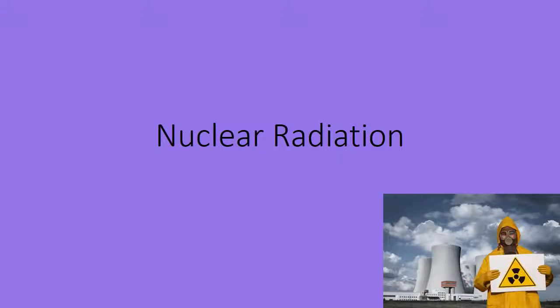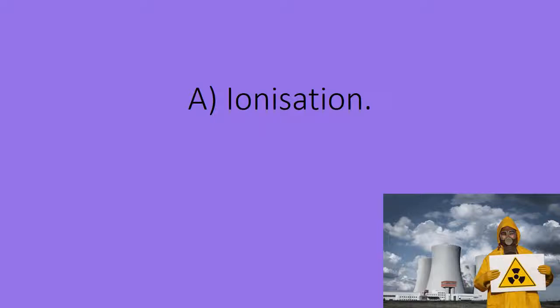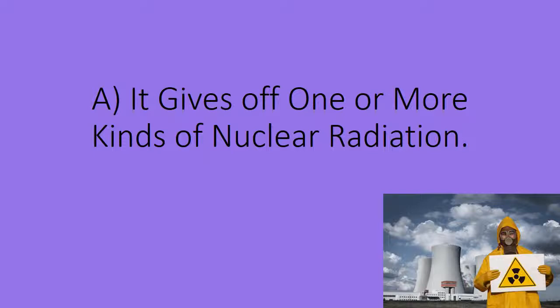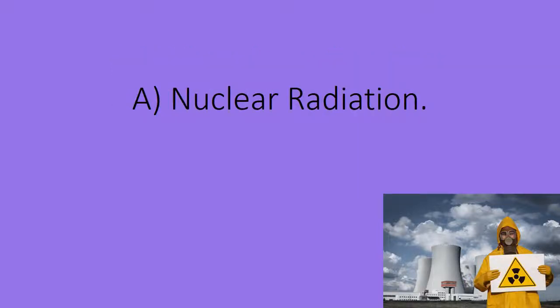Nuclear radiation. What does nuclear radiation cause? Ionization. What happens when an unstable nucleus decays? It gives off one or more kinds of nuclear radiation. What do radioactive materials give out over time? Nuclear radiation.